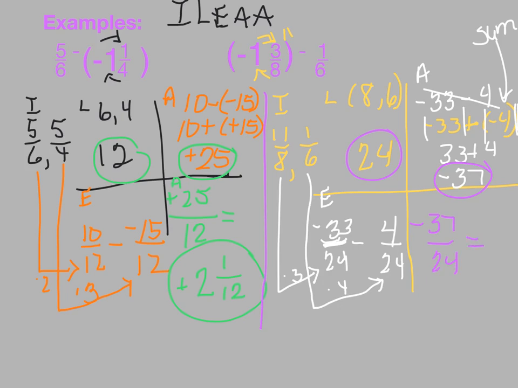I do need to reduce that because 24 is too little to hold up 37. How many 24s are there in 37? There is 1 24 in 37. 37 take away 24 is 13. That's what's left over. The denominator stays the same, and I can't forget that negative sign. So my final answer is negative 1 and 13/27. So there you have it.